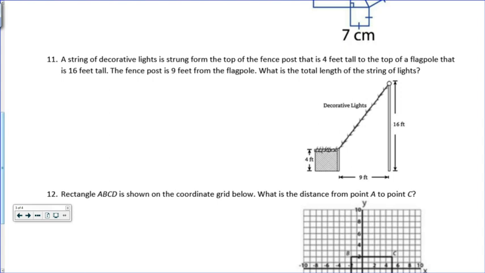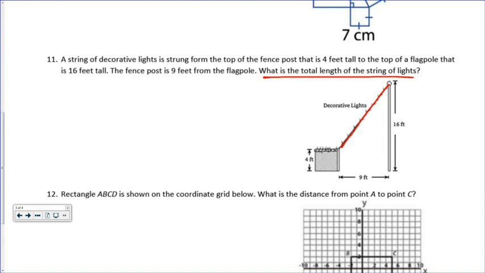Number 11 says, a string of decorative lights is strung from the top of the fence post that is 4 feet tall to the top of a flagpole that is 16 feet tall. The fence post is 9 feet from the flagpole. What is the total length of the string of lights? Okay, so what are we looking for? We're looking for the total length of the string. That part is right here, this decorative light. That's what we're looking for.